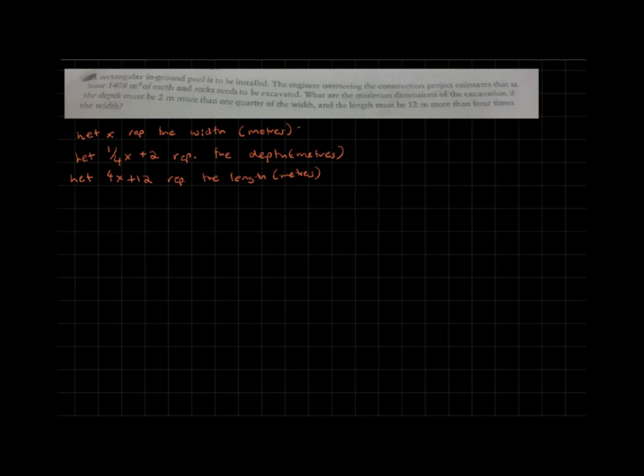What we want to do here is find the dimensions of the excavation, and we want to understand that the volume here is given as 1408 meters cubed. Assuming this is a rectangular pool, so a rectangular prism, the volume is length times width times height. So I'm going to create a volume equation as a function of x. Volume of x is equal to length, 4x plus 12, times width, x, times height or depth, which is 1/4 x plus 2. Now we can see that volume is purely a function of x.